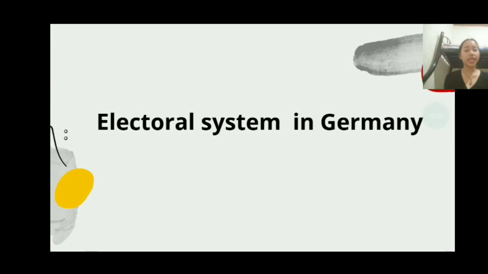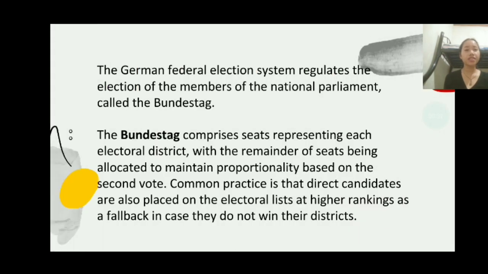Electoral system in Germany. The German federal election system regulates the election of the members of the national parliament called the Bundestag. The Bundestag is the German federal parliament. It is the only federal representative body that is directly elected by the German people. The Bundestag comprises the seats representing each electoral district, with the remainder of seats being allocated to maintain proportionality based on the second vote. The common practice is that direct candidates are also placed on the electoral list at higher rankings as a fallback in case they do not win their districts.